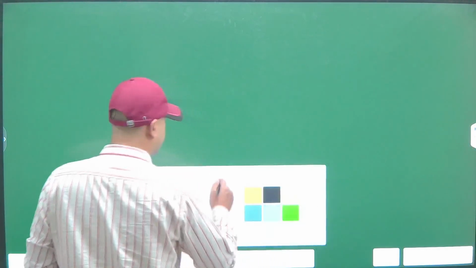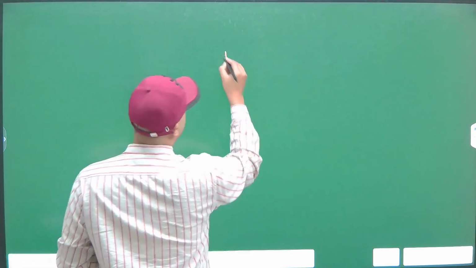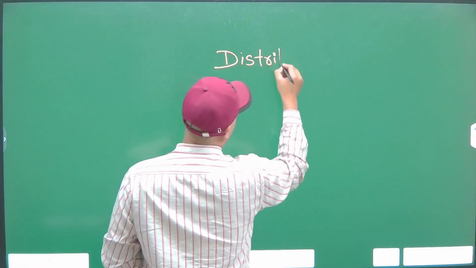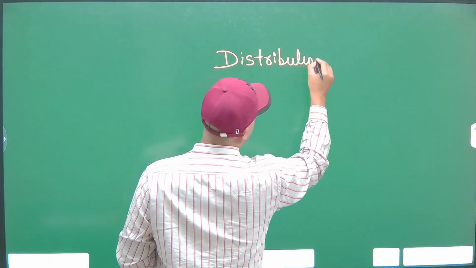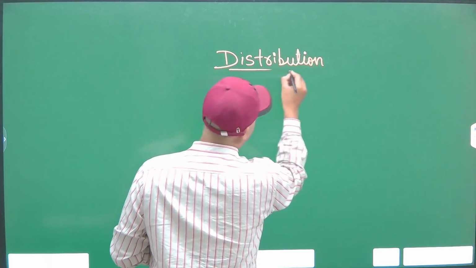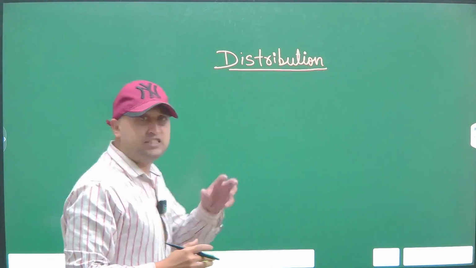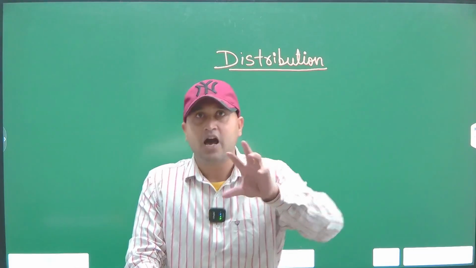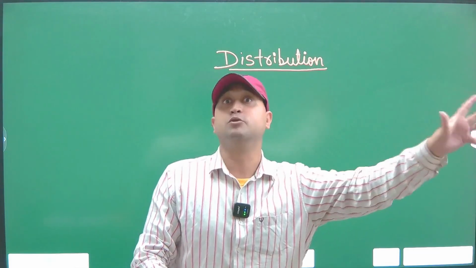Now the third point is distribution of population. We have to understand the distribution of population. Distribution of population basically describes how the population is distributed.